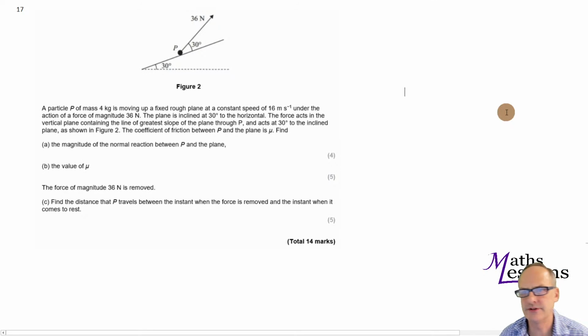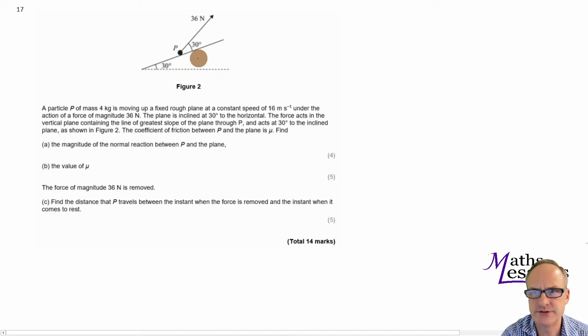Right, let's go on to this last question. This is the last one we're going to do today. So we've got a force that's not pulling parallel or perpendicular to the plane. We've got a mass of 4 kilograms, so we've got 4g acting vertically downwards. We know it's moving at a constant speed, 6 meters per second, so it's in equilibrium under the action of a force of magnitude 36 newtons.